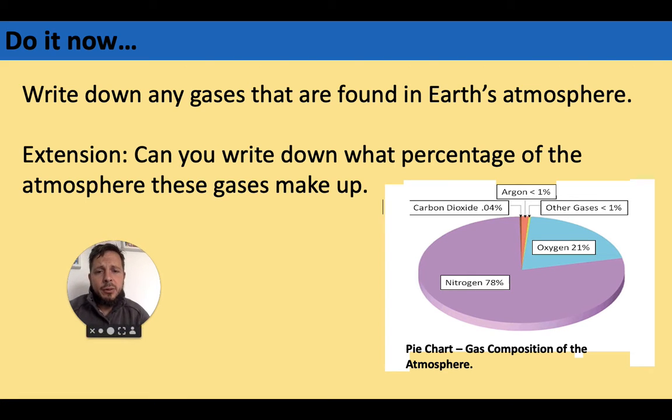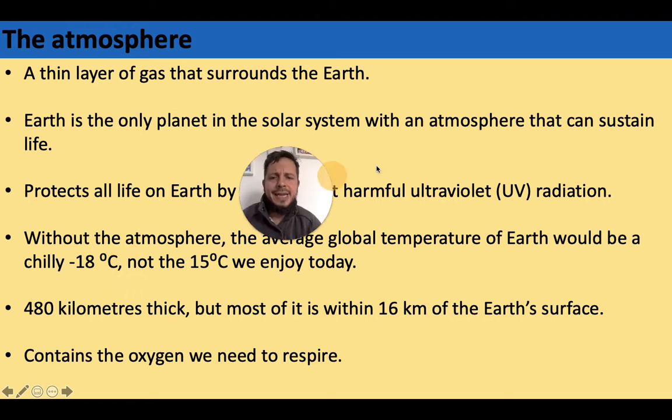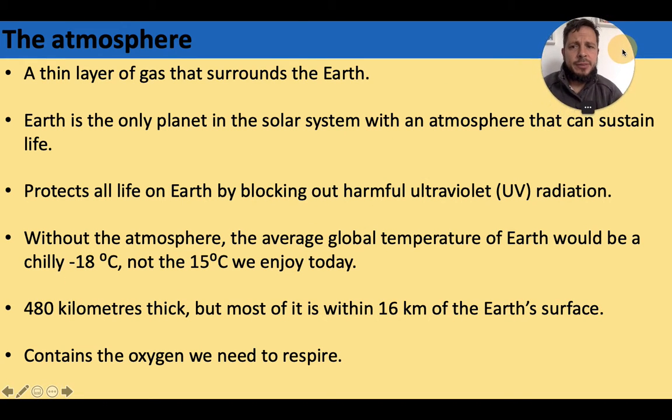Okay, so I've got a question that we're going to hopefully answer by the end of this lesson. Has the Earth always had an oxygen-rich atmosphere? So let's start investigating this. What is the atmosphere? The atmosphere is a thin layer of gas that surrounds the Earth. The Earth is the only planet in the solar system which has an atmosphere that can sustain life, and it does this in a few ways.